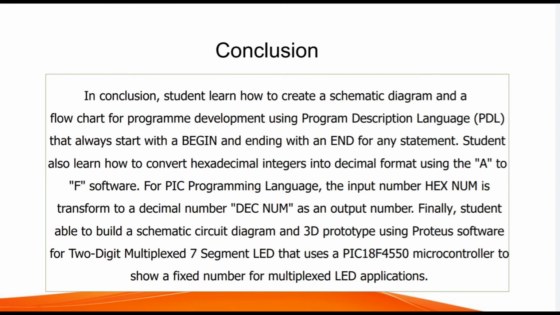In conclusion, students learn how to create a schematic diagram and a flowchart for program development using program description language, PDL, that always starts with a begin and ends with an end for any statement. Students also learn how to convert hexadecimal integers into decimal format using A to F. For the programming language, the input number hex num is transformed to a decimal number take num as an output number.